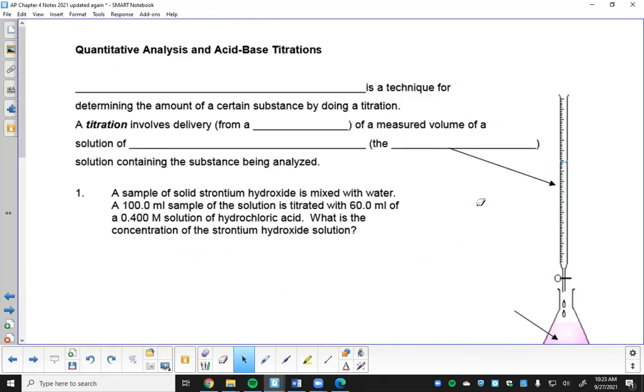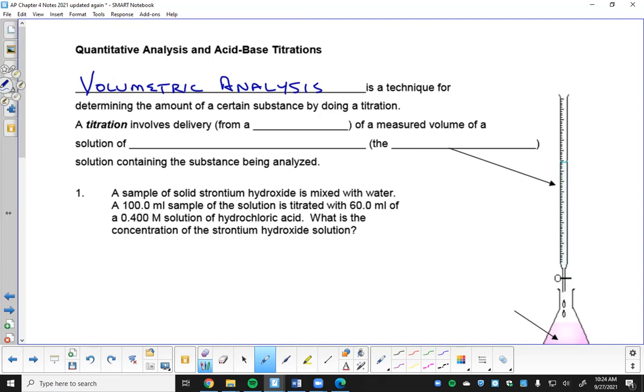Kind of switching gears again, but we're still in the same section. So let's take a look at this. Quantitative analysis and acid-base titrations. Our lab will ultimately be an acid-base titrations or a quantitative analysis lab. Sometimes goes by the name volumetric analysis. We're using very detailed volumes of known titrants in order to calculate what's going on in the reaction.